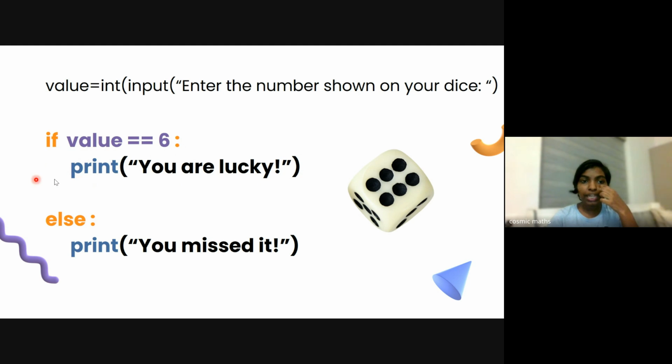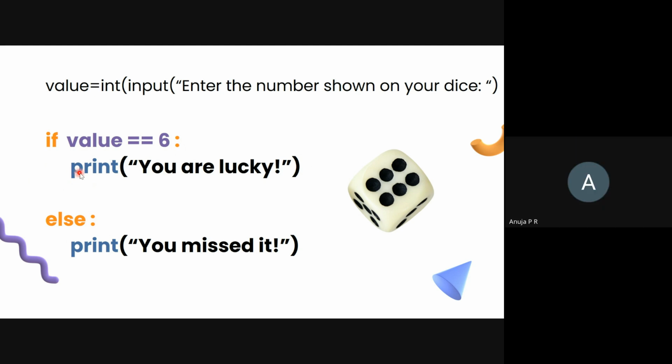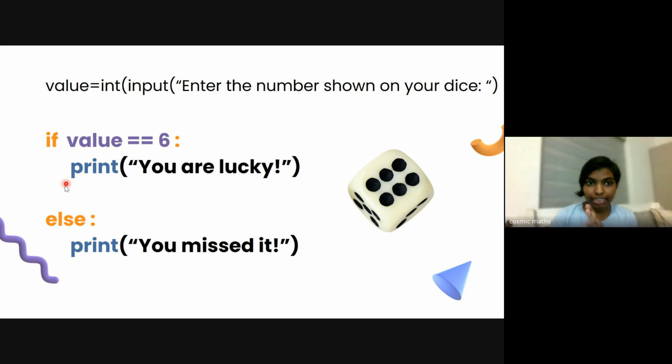Can you see some space also given here? This is called an indentation in Python. After this if statement, here there's another symbol. This is a colon symbol, okay? This is the syntax of the if statement. You have to give the if word, and then you have to give the condition. Here I'm checking if value is 6. Now, if this condition is true, I have to run the statement that is written here. So here print you are lucky.